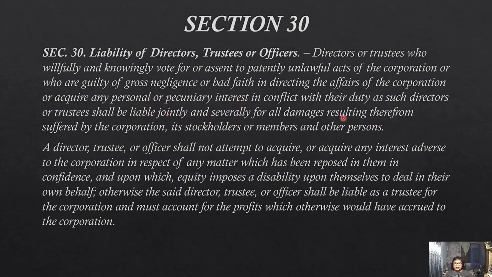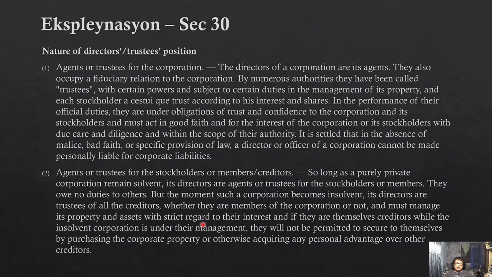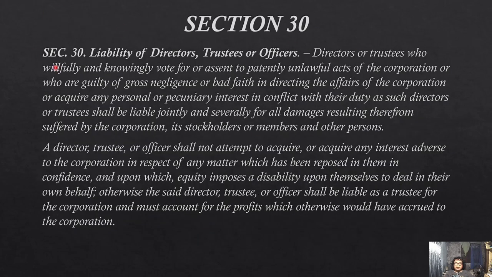Now, for all damages resulting therefrom suffered by the corporation, its stockholders or members and other persons. A director or trustee or officer shall not attempt to acquire any interest adverse to the corporation in respect to any matter which has been reposed in them in confidence and upon which equity imposes a disability upon themselves to deal in their own behalf. Otherwise, a director or trustee shall be liable as trustee for the corporation and must account for profits which otherwise would have accrued to the corporation. So, ito wala tong changes.